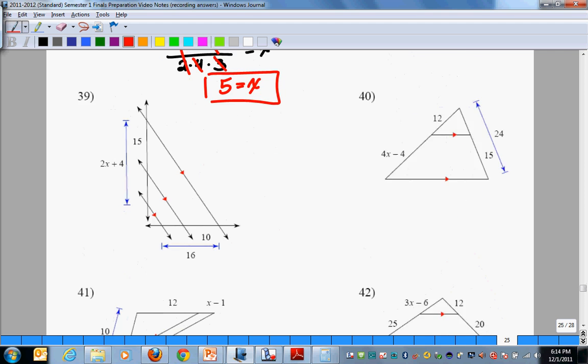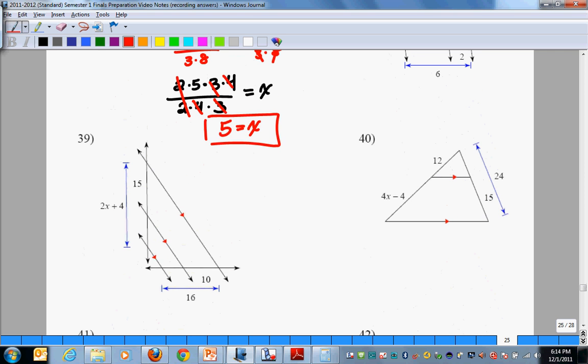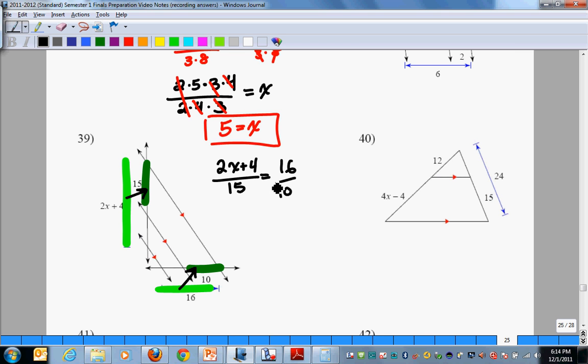Last one. Second to last one. We're going to match and mirror again. Match and mirror. This whole side matches with 16. 15 matches with 10. So we're going to go 2x plus 4. Just go this way this time. Over 15 equals 16 over 10. Cross multiply. We have 10 parentheses 2x plus 4 equals 15 times 16.